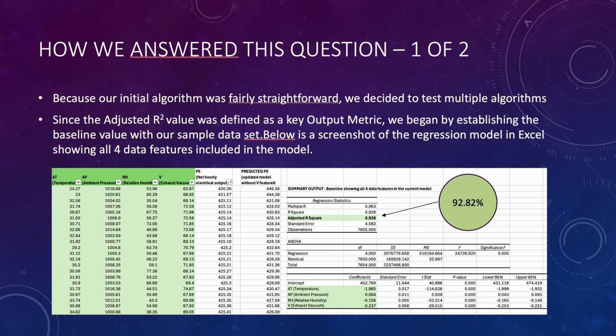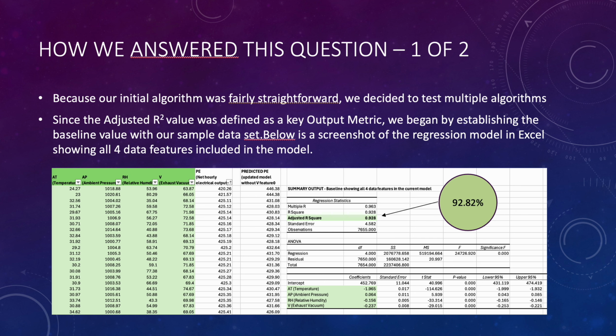We took the approach of trying multiple algorithms to see removing which of the 4 variables gave us the best results. So below is a screenshot of the baseline value with all 4 values. And you can see that in this example, all 4 of the first columns, which are the data variables, are highlighted in green. The adjusted R-squared value is 92.82%, and you can see down below the coefficients for each of the 4 variables.